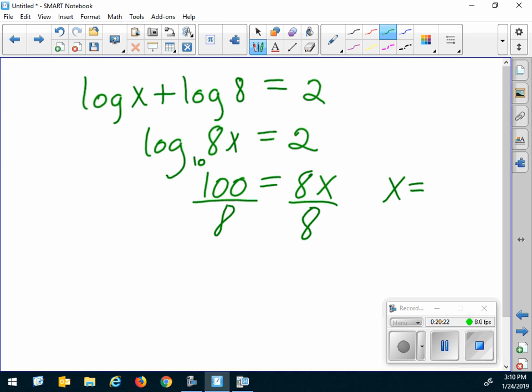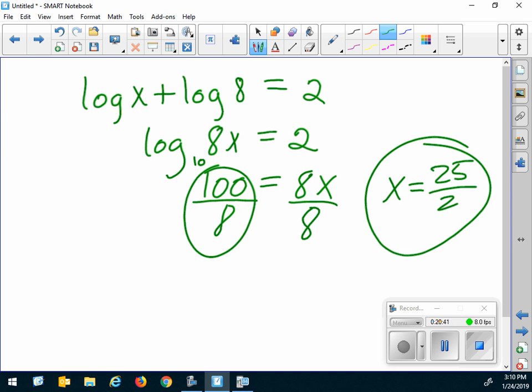Hang on. Simplify that fraction. Go on your calculator and go to alpha y equals to fraction. 25 over 2. 25 over 2. Now, what am I going to make you do? Check it.